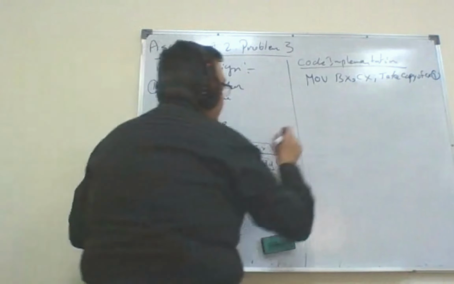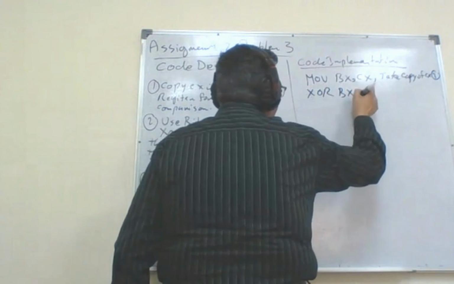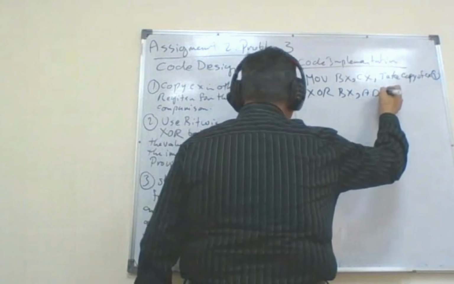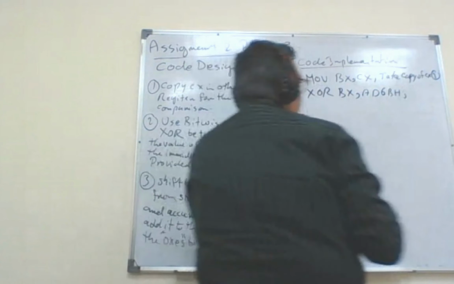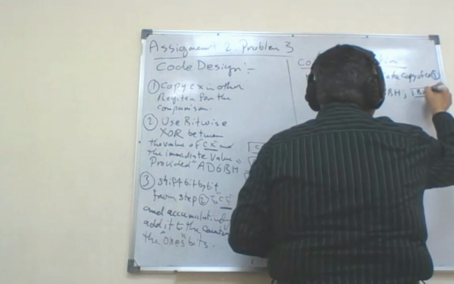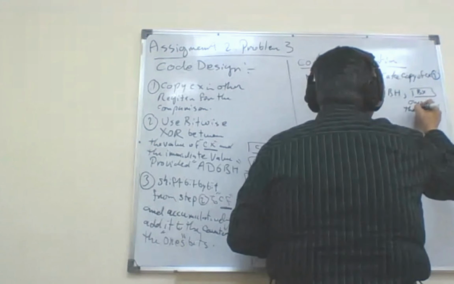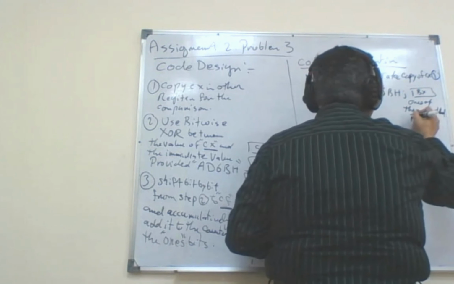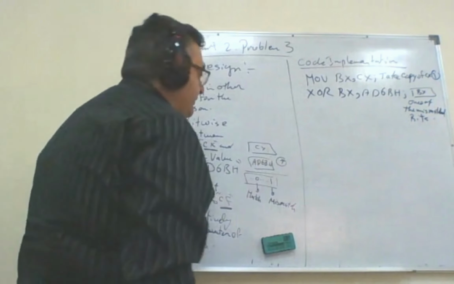Okay, then the second step is simply XOR BX and the immediate value that he gave me in the instruction. Okay, now what does BX carry? BX carries the ones of the mismatched bits. The ones of the mismatched bits are now in BX.